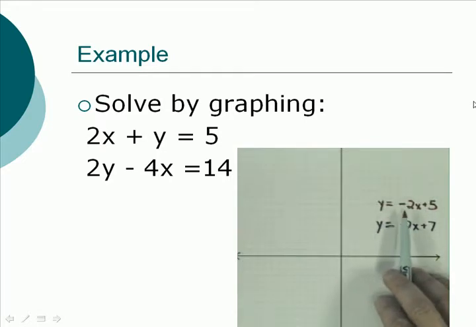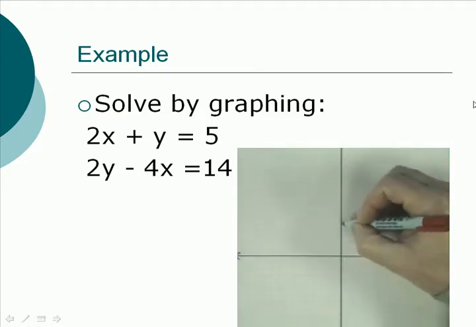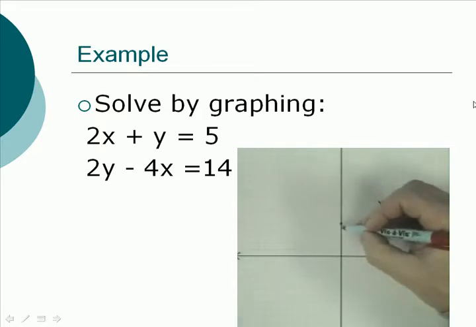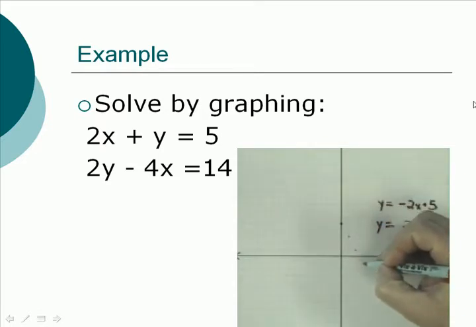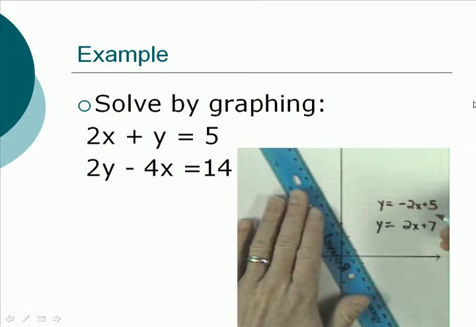Our equation is y equals negative 2x plus 5. That means we've got a y-intercept of positive 5 and a slope of negative 2. So we'll go to that y-intercept of positive 5, and we know that the line has to cross through that point. Then, since the slope is negative 2, we're going to go down 2 units and over 1 unit, and that'll give us another point on that line. If we continue to do that, we'll have a series of points that will lie right on our line for our first equation, y equals negative 2x plus 5.